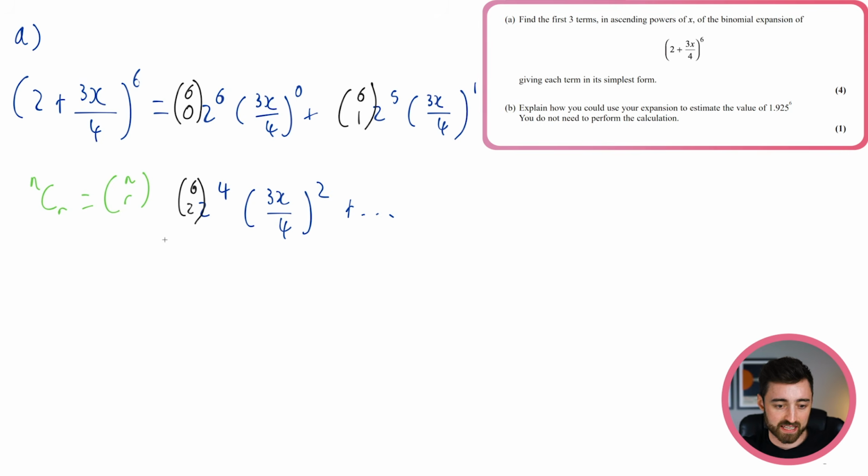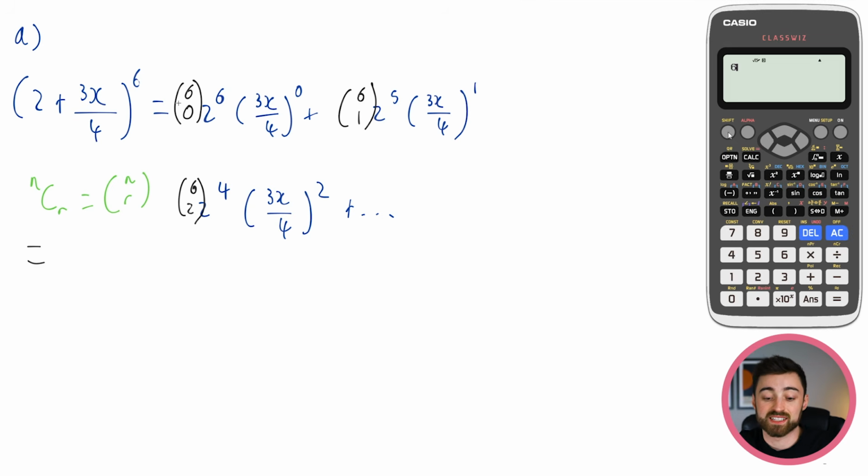So I'll show you how to get the nCRs. So to get 6C0, I'll literally write 6. And then on most calculators, above the divide, there'll be a little thing that says nCr. So press Shift Divide, it gives you the C. Then you write the number at the bottom. So in this case, 6C0, which would be 1. So that would be 1.